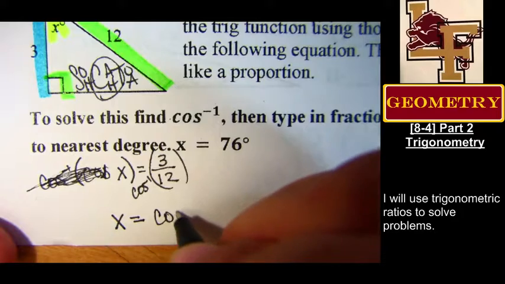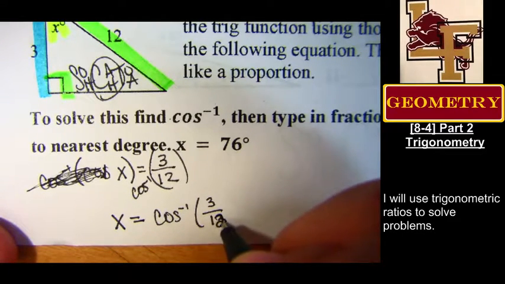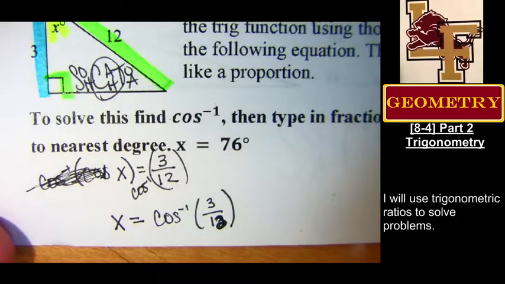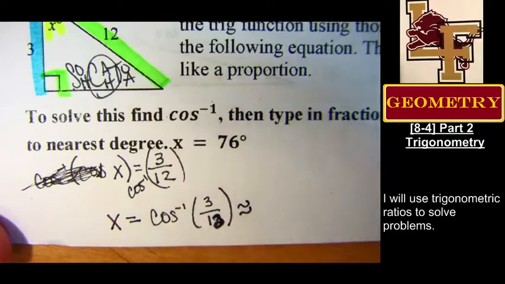And on the other side, we have cosine inverse of 3 over 12. Let's go into our calculators and let's figure out what that number is.